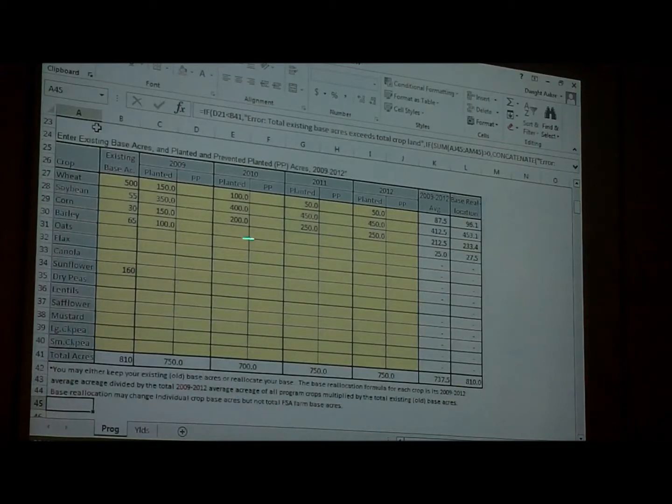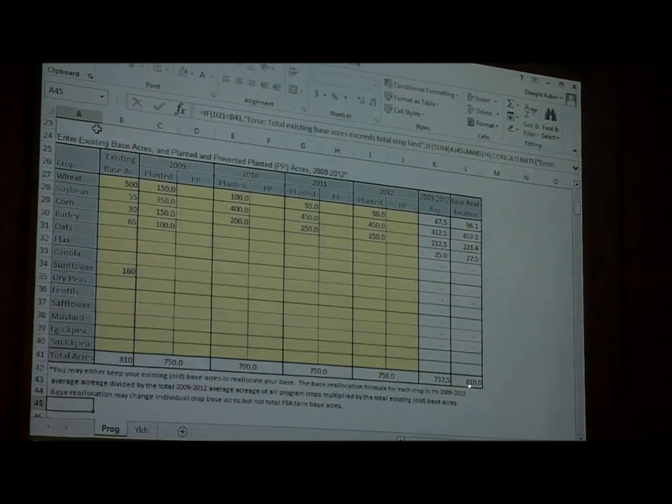Then we've got our planting history for 4 years. If you have prevented planted to any program crop, that should be entered as well because that counts as planted for base reallocation. Any non-program crop doesn't get included here at all. These are only program or covered commodities. Then the program does the math for you, but it calculates the average plantings. So we've got our 2009 through 12 average, and then it takes and calculates the old base was 810 acres.